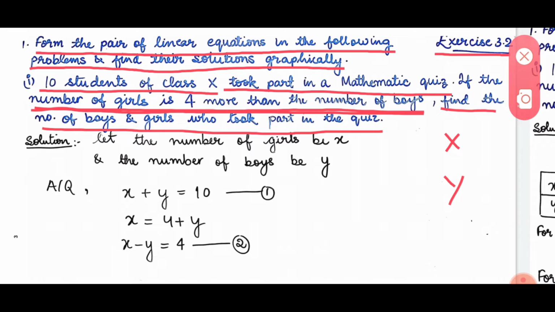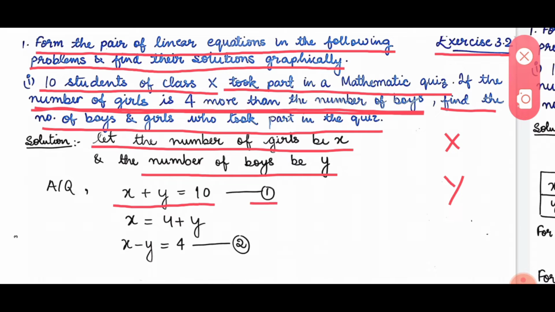Now, I have assumed here that let the number of girls be x and the number of boys be y. Now according to the question, there are total 10 students. That means x plus y equals to 10. This will be your first equation. It is very simple, right?